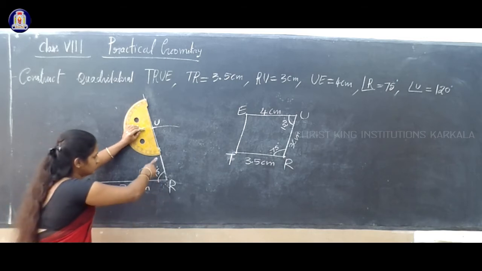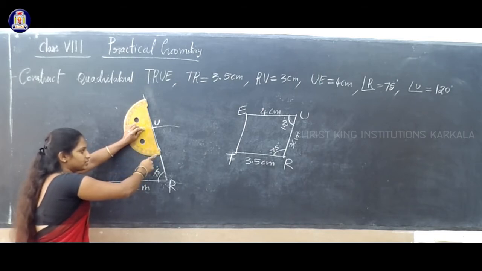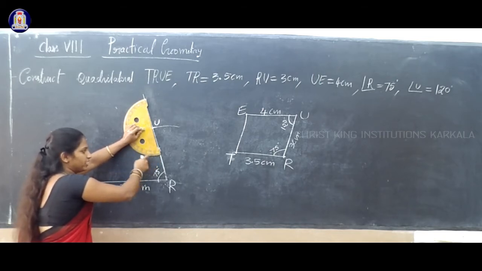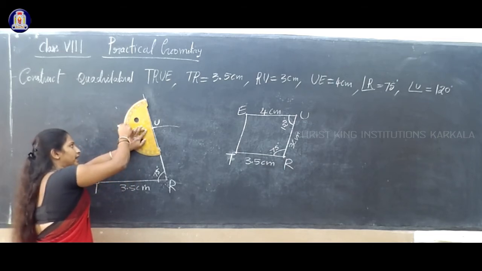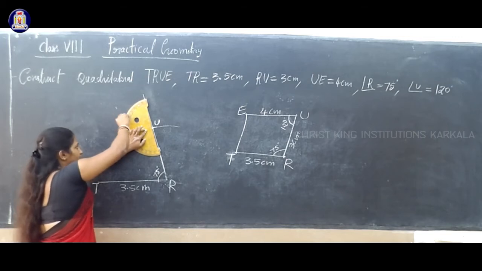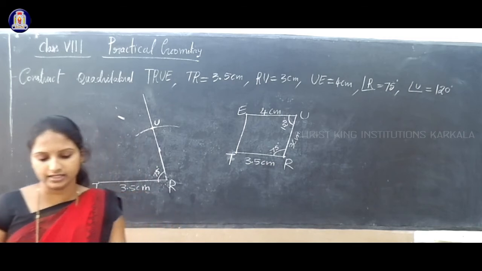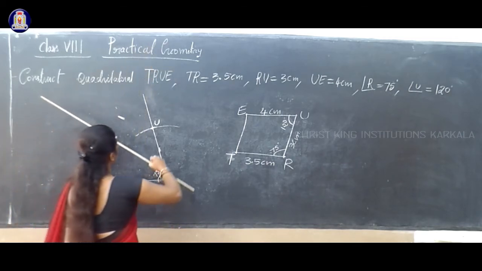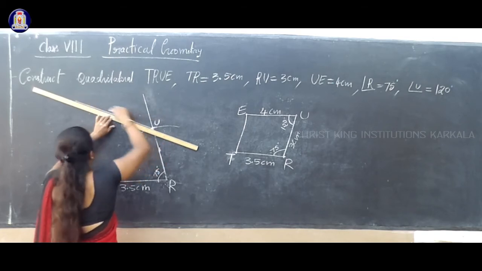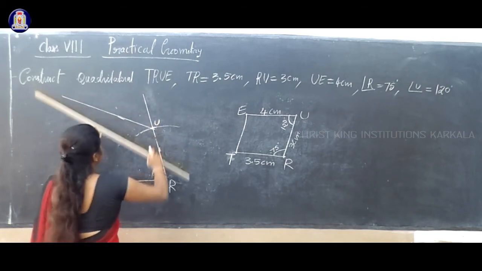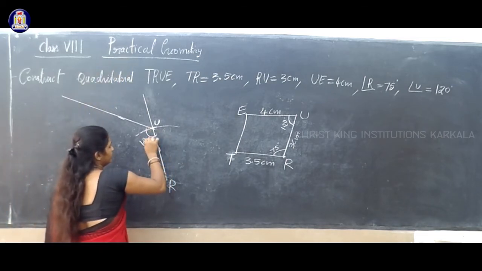So listen, start counting from 0. So 0 is here, which means here we get the outer scale. Count from 0: 0, 10, 20. See, 90 is here. Then 90, 100, 110, 120. So we get the obtuse angle. This is 120 degree. Mark 120 degree. Next you have to draw a line like this. If you want, you can extend this line. So now what is angle U? Angle U is 120 degree.